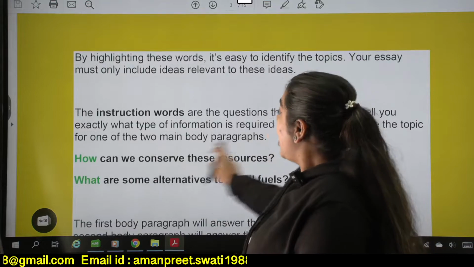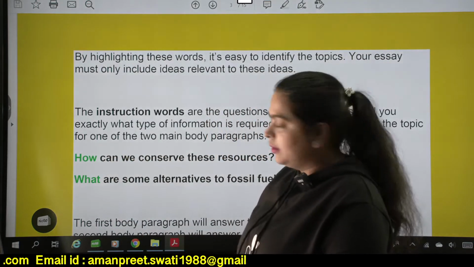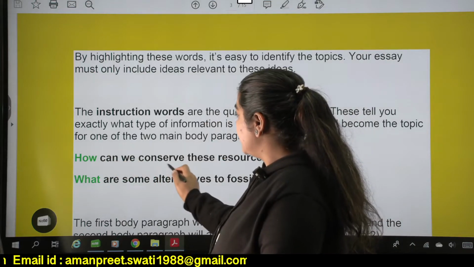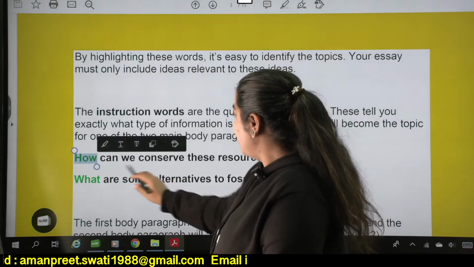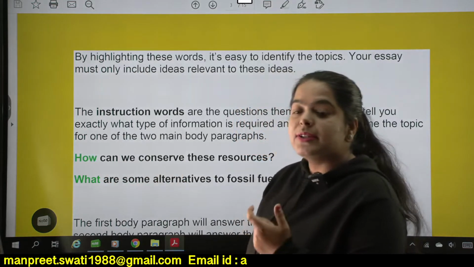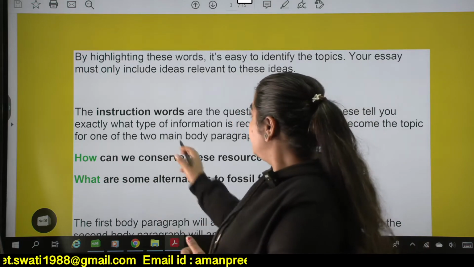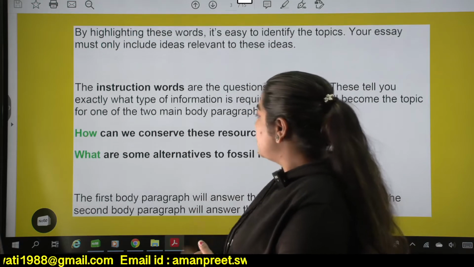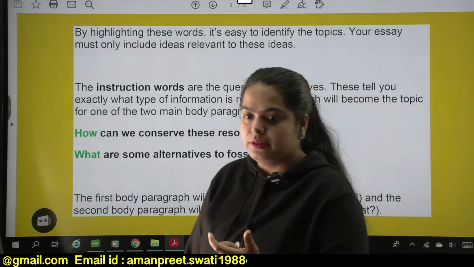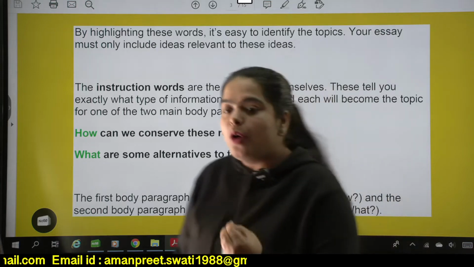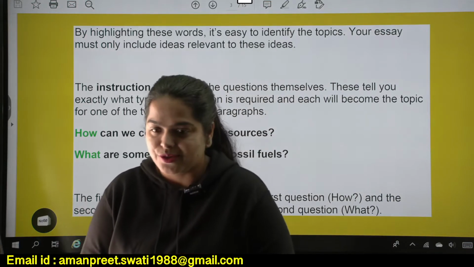For example, how can we conserve these resources? How is the instruction word, associated with conserve, which is the other keyword, right? Instruction word is how, and this conserve is your other keyword, right? So what are some alternatives to fossil fuels? What is your instruction. What? Right? So that means how, what, when. These are the instructions.